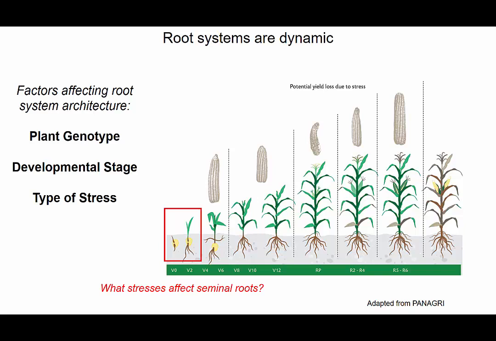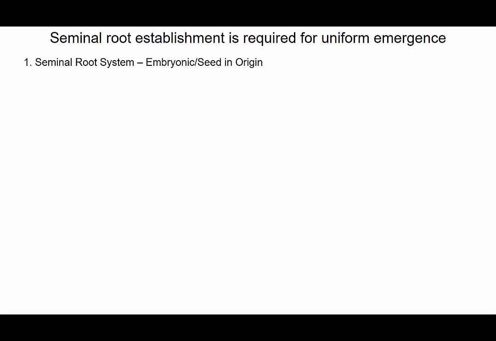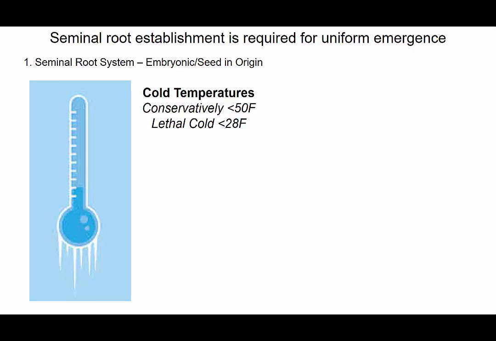So what stresses affect seminal roots? If you remember, seminal roots are those roots that are establishing before emergence. And if you're not getting seminal roots, you're really going to reduce your uniform emergence. You may not have emergence at all. The major factors that influence this are, of course, cold temperatures. So conservatively, if you have temperatures below 50 degrees Fahrenheit, this is going to damage your root system.